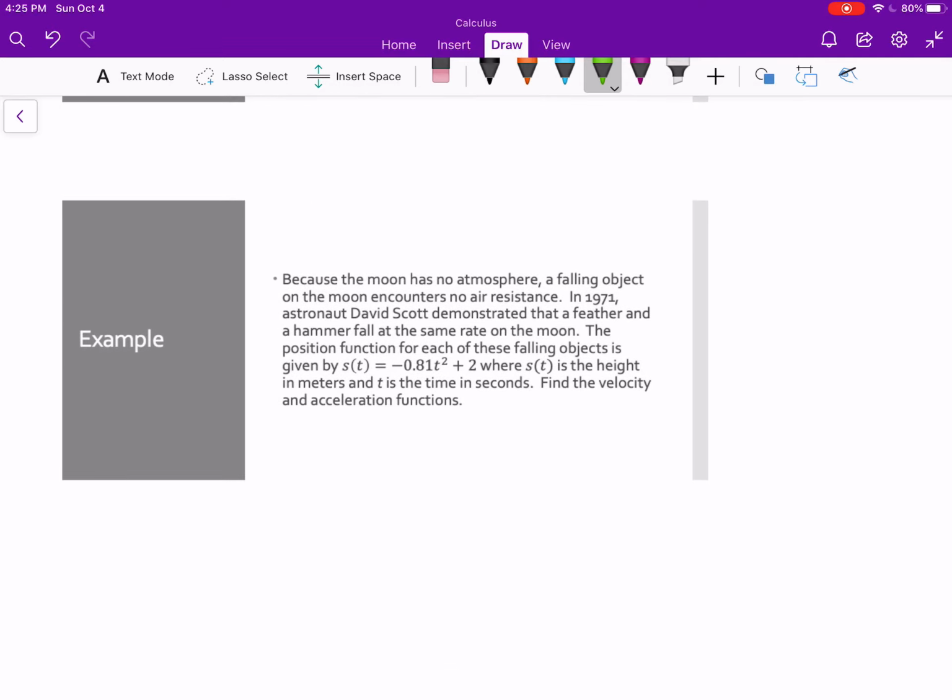Because the moon has no atmosphere, a falling object on the moon encounters no air resistance. In 1971, astronaut David Scott demonstrated that a feather and a hammer fall at the same rate on the moon. The position function for each of these falling objects is given by s of t equals negative 0.81 t squared plus 2, where s of t is the height in meters and t is the time in seconds. Find the velocity and acceleration functions.